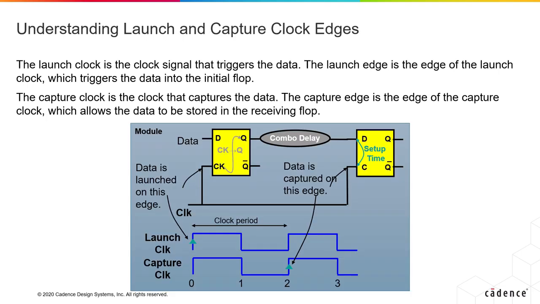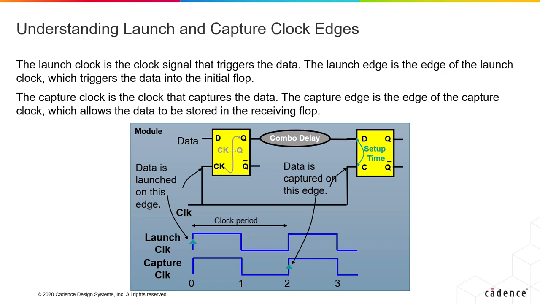When a signal moves from one flop to another, the signal is considered launched from one flop and captured on another flop. The clock that launches the data is called the launch clock and the edge of the clock that launches that data is called the launch edge. The capture clock is the one that captures the data and the edge that captures that data is called the capture edge. In this design, there is only one clock that is both launching the data on one rising edge and capturing the data at a different rising edge.